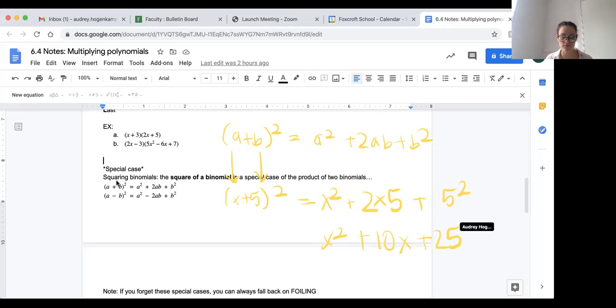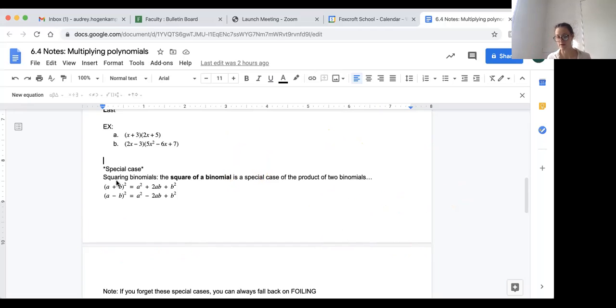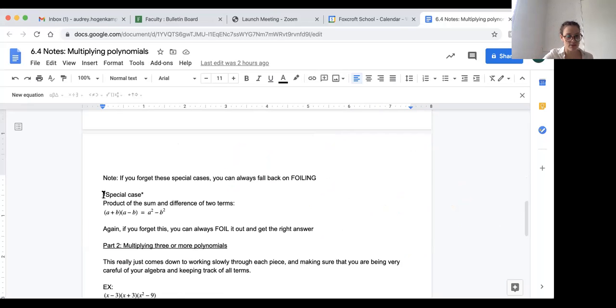And so it's a simpler way to evaluate, if you remember it, but you could also just rewrite x plus 5 times x plus 5 and then do first, outer, inner, last, and you'll get the same answer. So this is convenient, but if you forget, you can always fall back on trusty FOIL. And then we have another special case here.